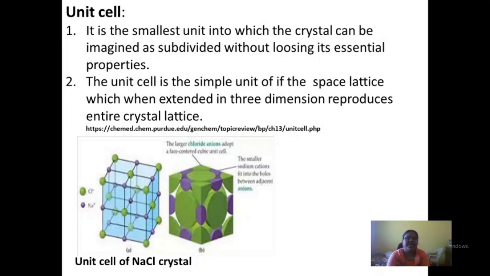Then unit cell. It is the smallest unit into which the crystal can be imagined as subdivided without losing its essential properties. The unit cell is the simple unit of the space lattice, which when extended in three dimensions reproduces the entire crystal lattice. Here I have shown the unit cell of NaCl crystal, which I have taken from the given link.